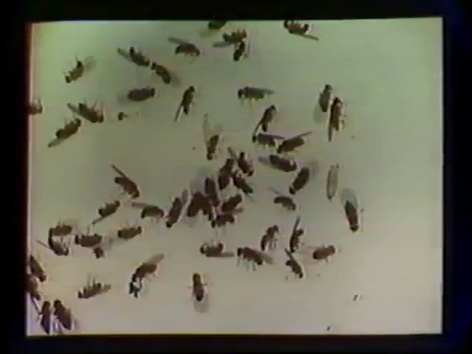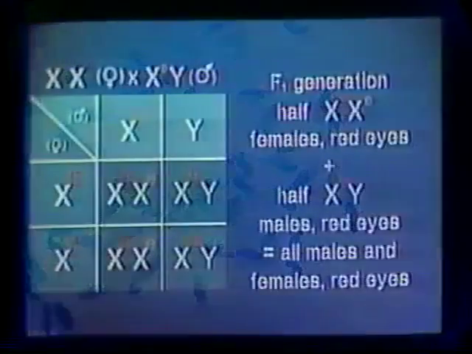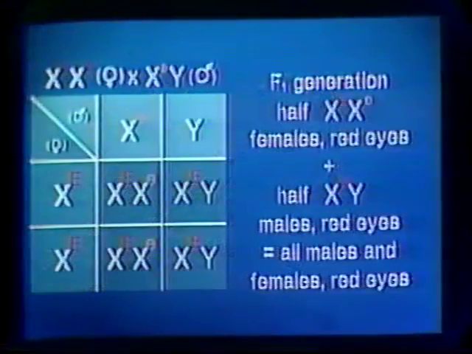The first step is to mate about 6 white-eyed males to 6 red-eyed females that are known to be homozygous for the trait. When the first, or F1 generation emerges, all the offspring, male and female, will have red eyes. This diagram of the genotype shows why.